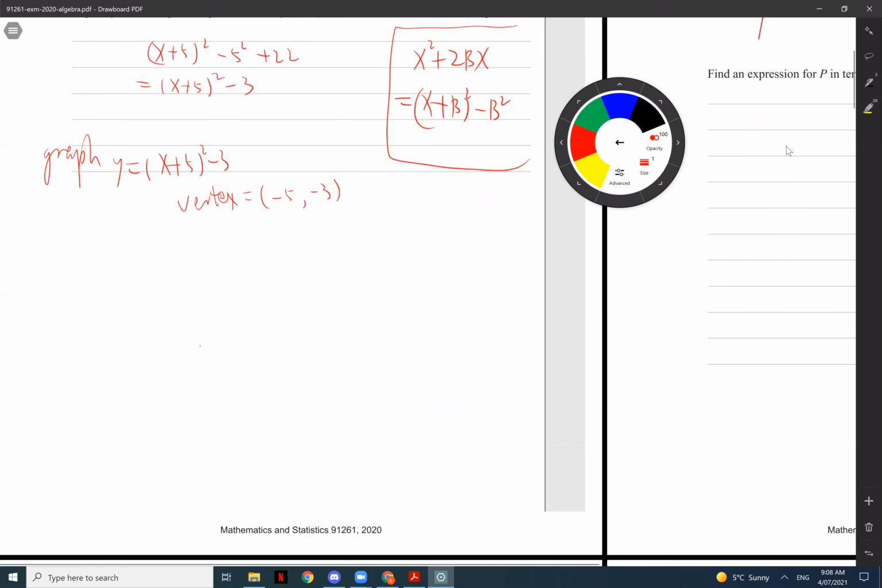So if you sketch the graph, this is y equals x squared. The other one is at negative 5, negative 3, so it's like here, like this. It's translated.